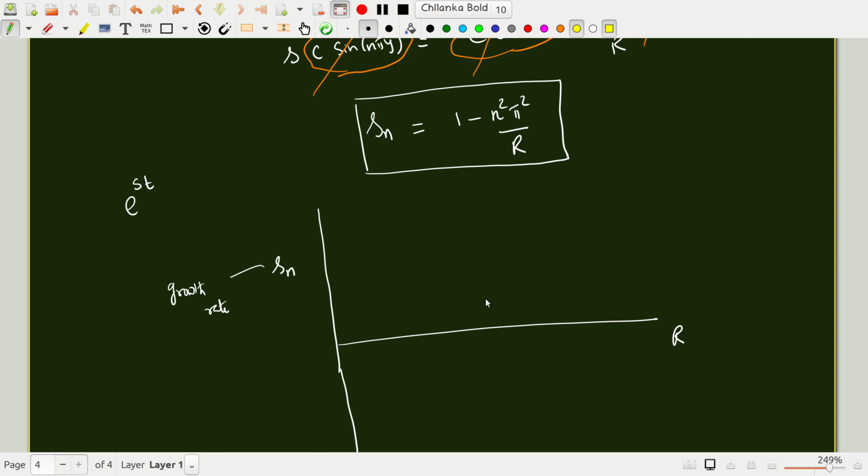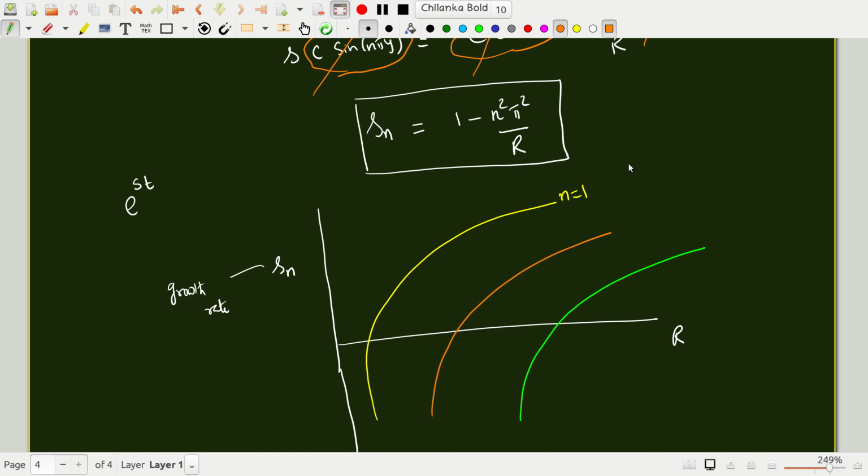Okay, so depending on n, you will get many curves. Let's take n is equal to 1, you'll get something like this. Okay, n is equal to 2, you get something like this. n is equal to 3, you get something like this, and so on. So n equals 1, n equals 2, and n equals 3, and these will cross 0 at precisely pi squared, 4 pi squared, 9 pi squared.